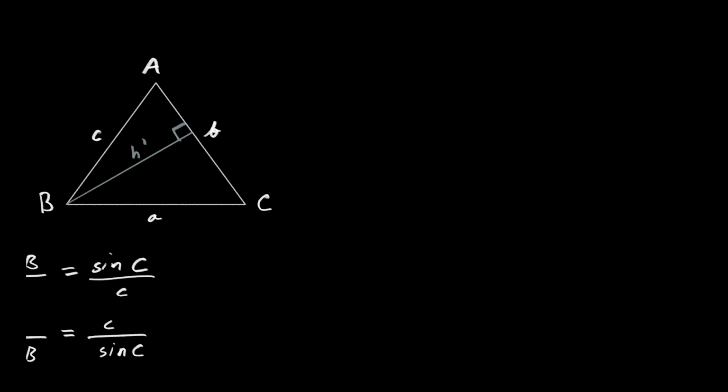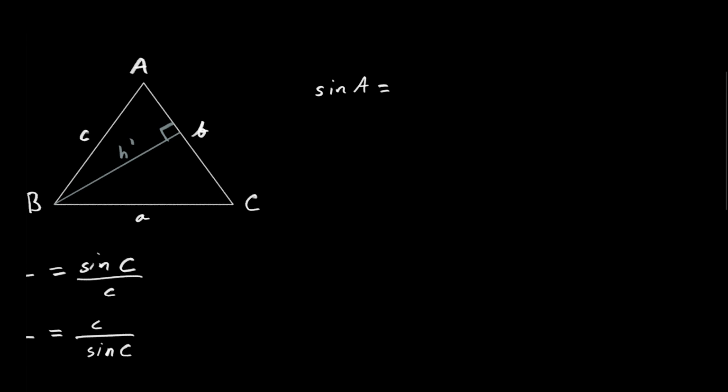We can make pretty much the same argument with the sine of A. So if we take the sine of the angle A, it is going to be opposite over hypotenuse. In the upper triangle, the opposite is H dashed, and the hypotenuse of the upper triangle is C. So we can obtain an expression for H dash being equal to the side length C times the sine of the angle A.